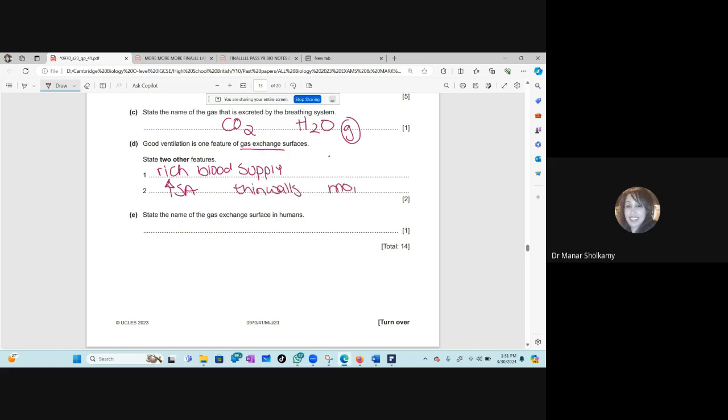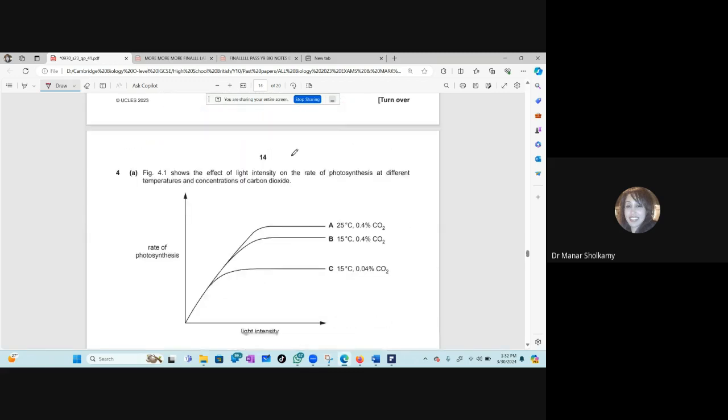It is moist for the dissolving of the gases. Any of those. Very good. This is a very easy exam. Say the name of the gas exchange surface in humans. Alveoli. Correct. Perfect. Alveoli. Okay.